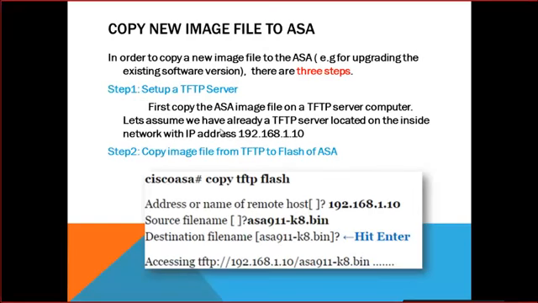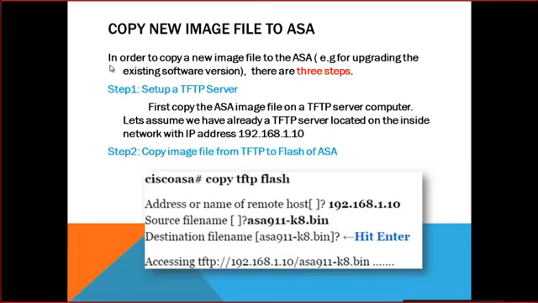Now this is how you can copy an image, copy an operating system, from a remote server into ASA. These are the steps. How to copy a file to an ASA? How can I copy an image to an ASA? Just 3 steps.